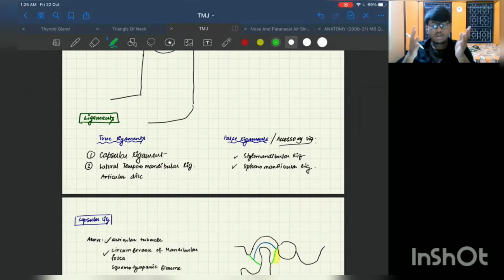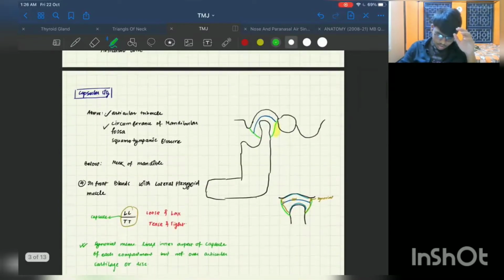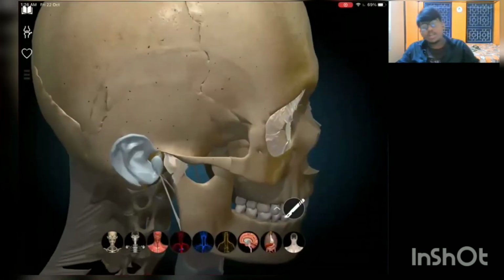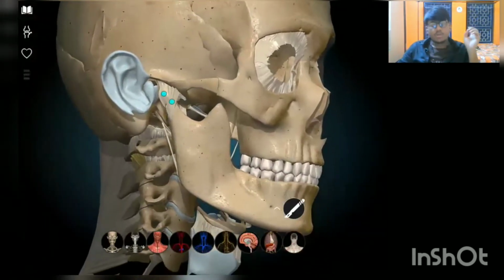What are the ligaments? The true ligaments are the capsular ligament and the lateral temporomandibular ligament. The articular disc is also enlisted in the column of true ligaments of this joint. Whereas the false ligaments are the stylomandibular ligament and the sphenomandibular ligament. Let's see some diagrams of these joints. Let's see a 3D diagram. I am using the Anatomy Learning 3D app, which is freely available on the iOS platform.